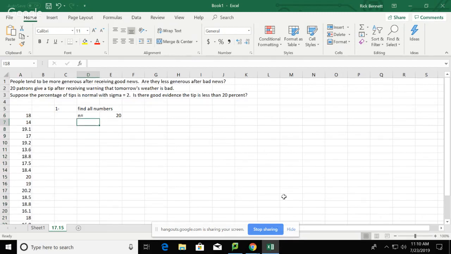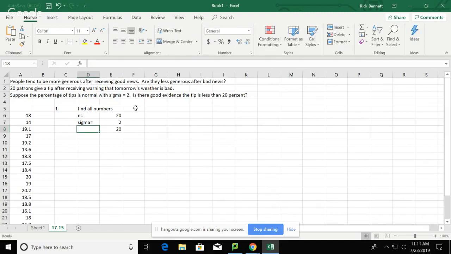Okay, N is 20. After receiving a tip tomorrow, suppose the percentage of tip is normal with sigma equal to 2. That was rude that they actually gave you the sigma. That would have made you figure it out. Okay? Is there good evidence the tip is less than 20%? What do you think 20 is?